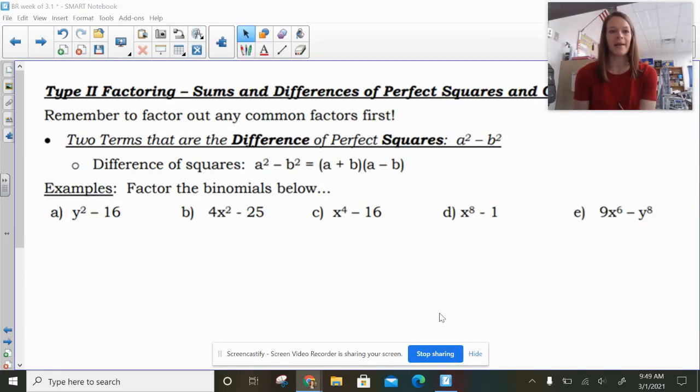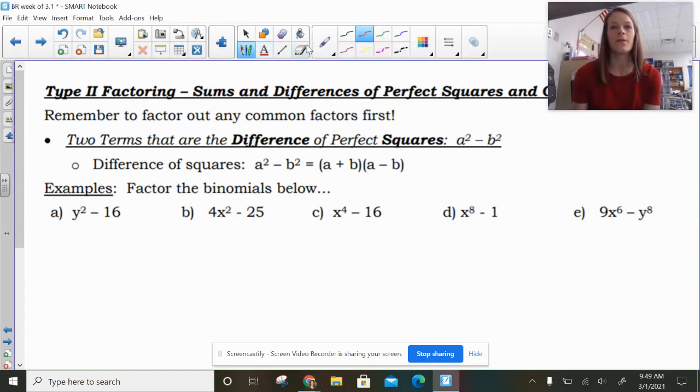All right, so our next type of factoring will be your difference of squares. The first thing when you're talking about a difference of squares is that it must be a difference. In other words, you are subtracting, and then of perfect squares.